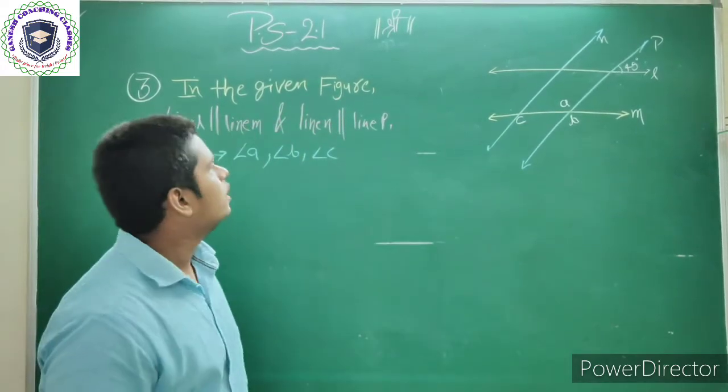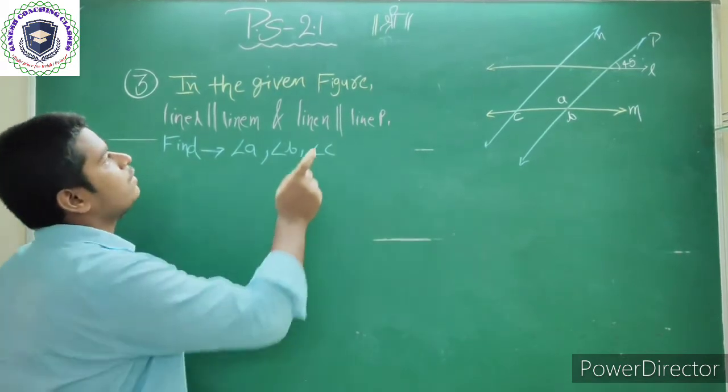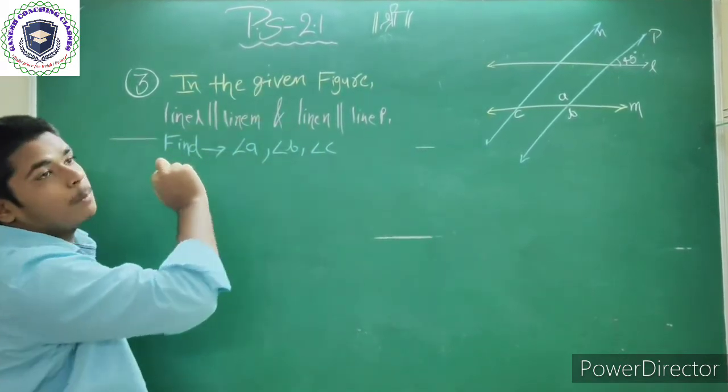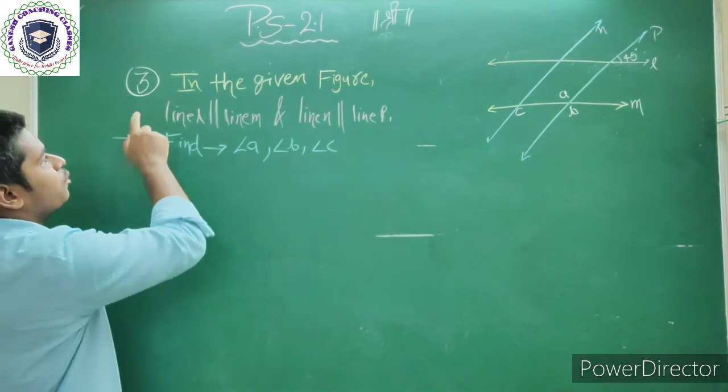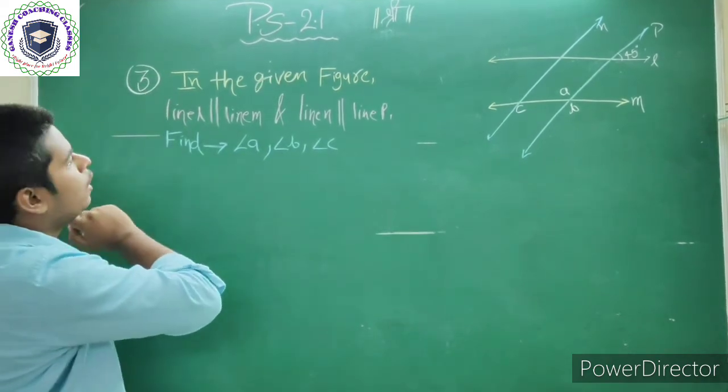Earlier we started chapter number 2, in which we started practice set 2.1, and we have completed till question 2. Today we will start question number 3. Let's start. What is given here?